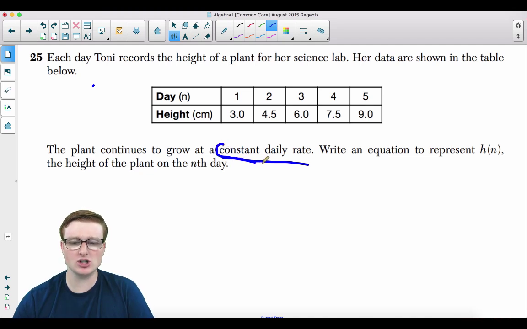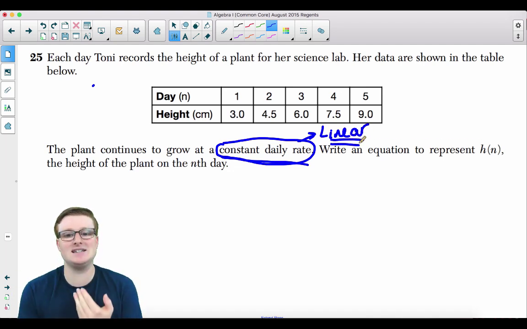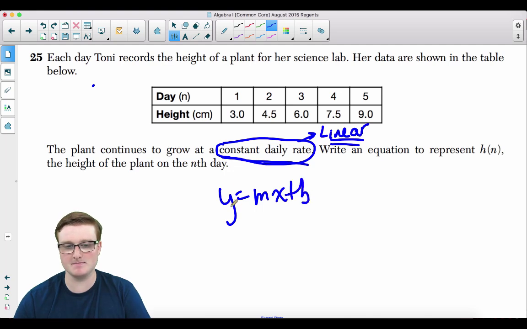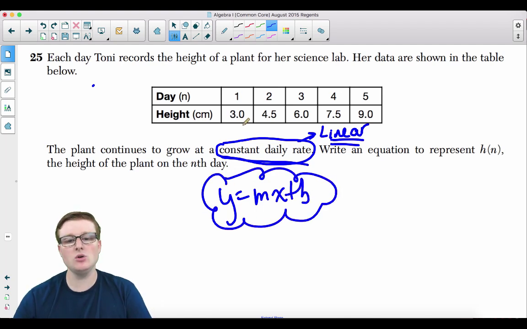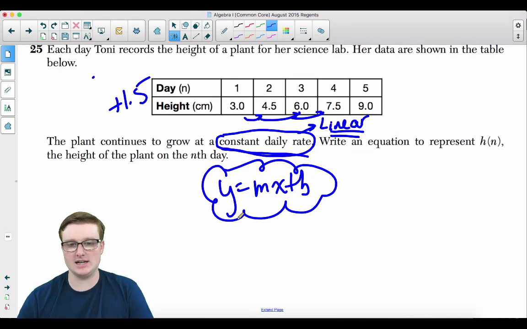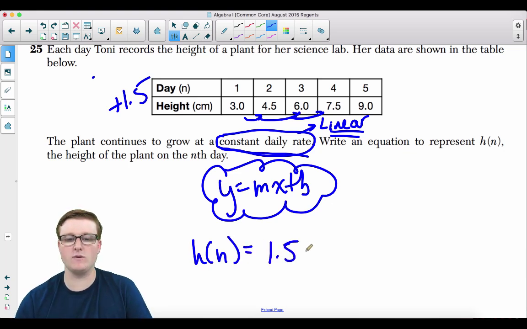So just by the instructions saying that it increases at a constant daily rate, you're thinking of a linear function, because a line does increase at a constant rate. So remember that the equation of a line is y equals mx plus b. Now notice, folks, that these are increasing by plus 1.5 each time. So your equation is h of n equals 1.5, which is the slope, n, plus the y-intercept.